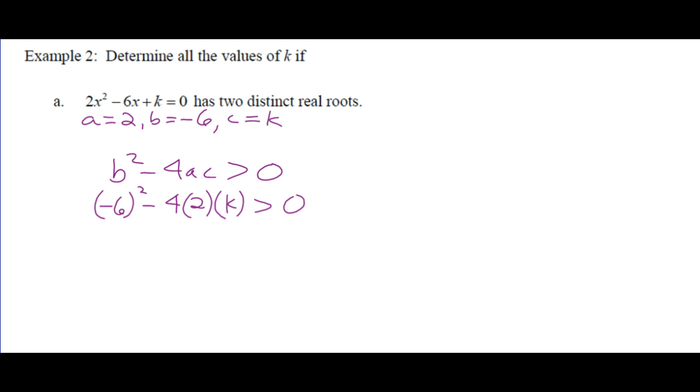36, right? Everybody wants to say negative 36. I got to find a Nerf bat, hit you over the head, right? We know this has to be... So 36, what's 4 times 2? 8. 36 minus 8k must be greater than 0.